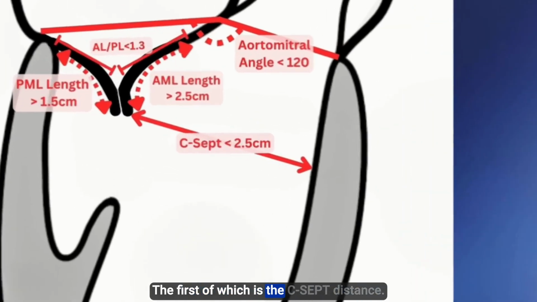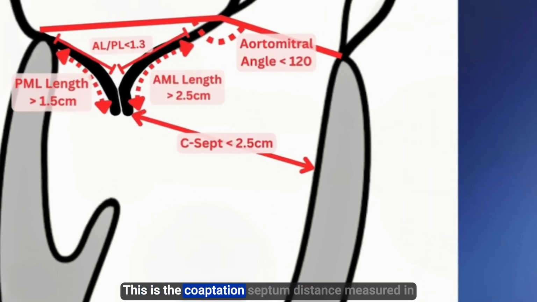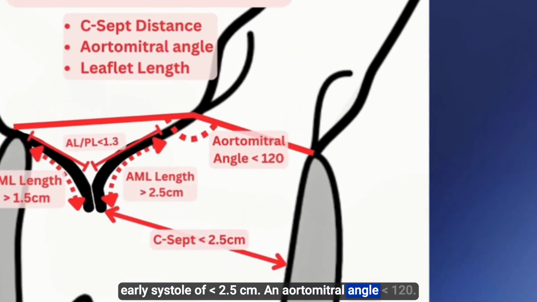The first of which is the C-sept distance. This is the coaptation septum distance measured in early systole of less than 2.5 centimeters. An aortomitral angle less than 120. I want you really to understand this just by thinking about it instead of memorizing it, because as you lower that angle, that mitral valve anterior leaflet only gets closer to that interventricular septum.